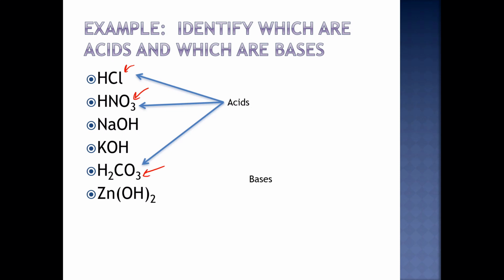The bases are identified by the ones ending in OH. Sodium hydroxide, potassium hydroxide. This one is zinc hydroxide. Okay. In later lessons, we'll give a much better definition of acids and bases and how you can better identify them. It's a little more complicated, but it's a much better definition of acids and bases.